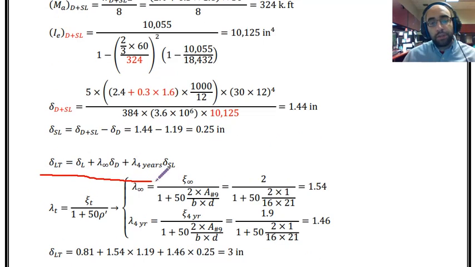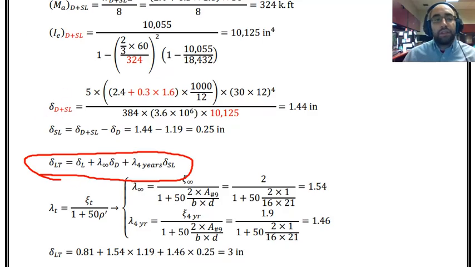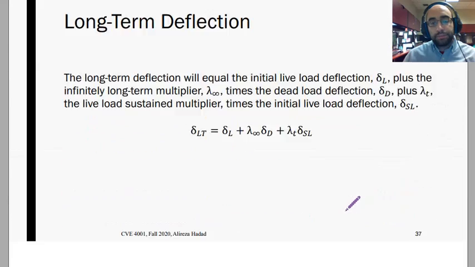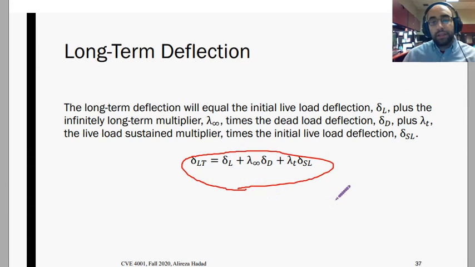The equation for long-term deflection is the thing we described in the presentation. As you remember, over here I showed you the equation. This is the equation that we need to use. Long-term deflection is equal to immediate deflection because of live load plus the long-term deflection factor, or lambda infinity, multiplied by immediate deflection because of dead load. This is lambda infinity because dead load is going to be there forever. It is not going to change.